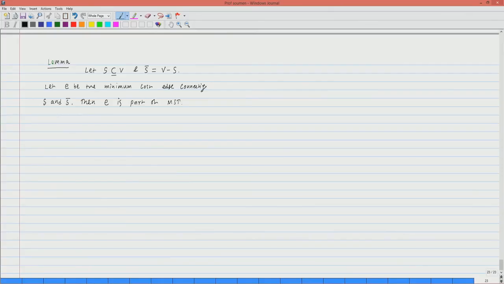Well, so S is any subset of the vertex set V, and S complement is the other part, and E is the minimum cost edge connecting S and S complement, then E must be part of the MST. So, this lemma sort of gives a proof that the Prim's algorithm is correct. So, we will look at the proof of this lemma in the second part of this lecture. Thank you very much.